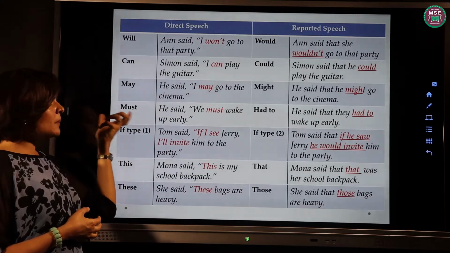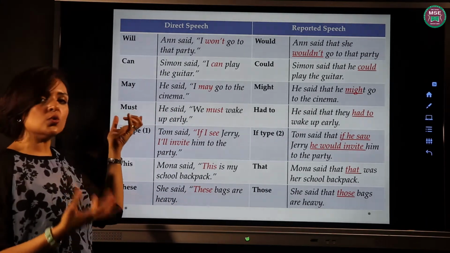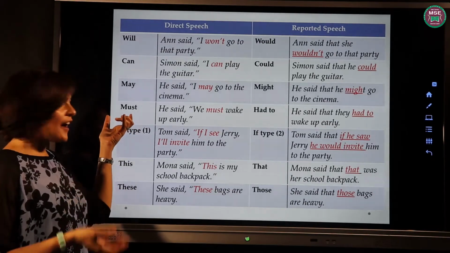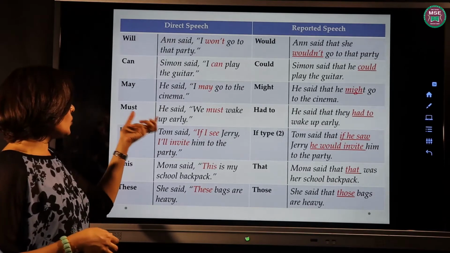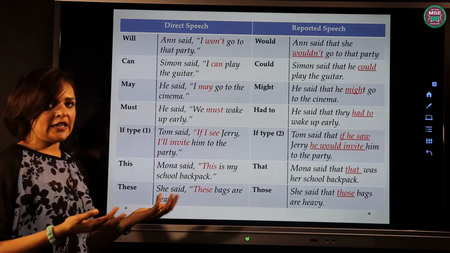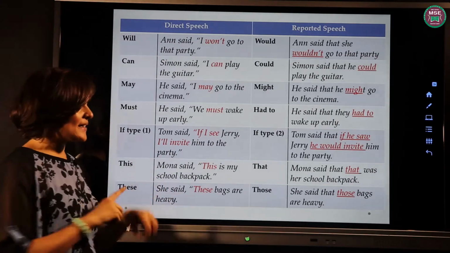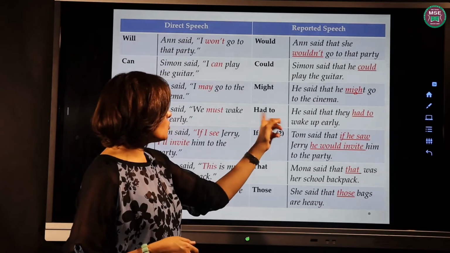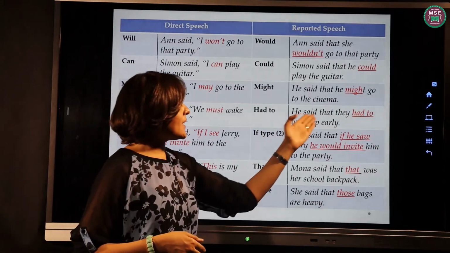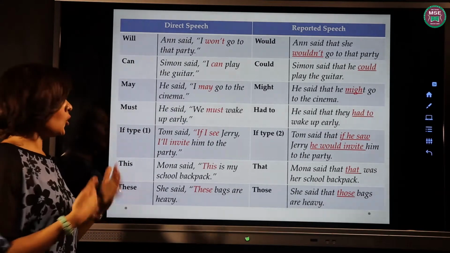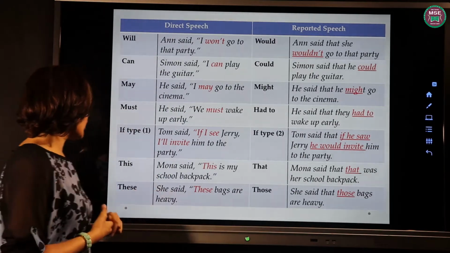When I speak with "must," it is like a rule or something that has an obligation that I have to do. So we say, he said, "We must wake up early," for example, to go to school. So here we changed "must" to "had to." He said that they had to wake up early to go to school or to go to their work.